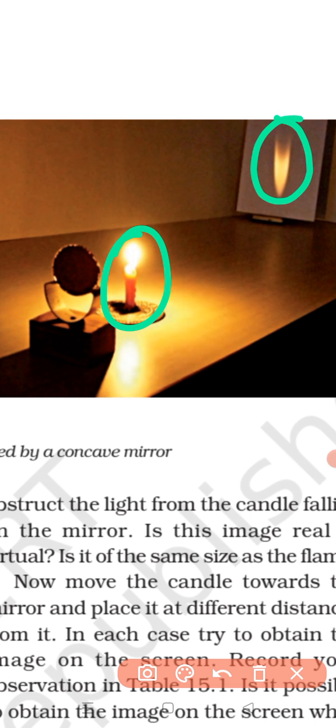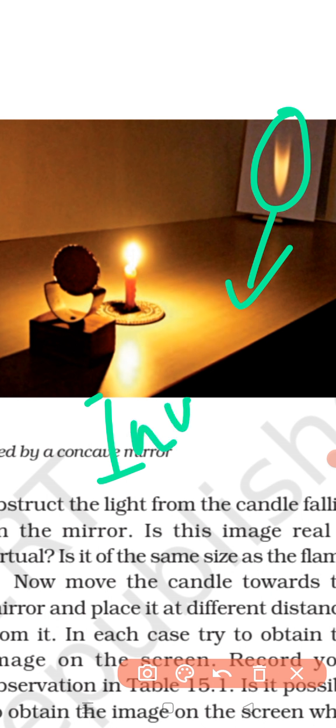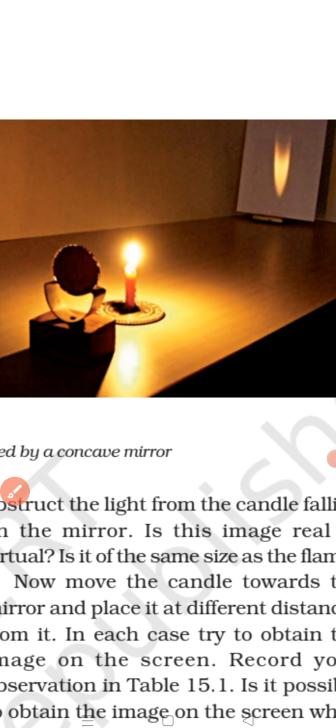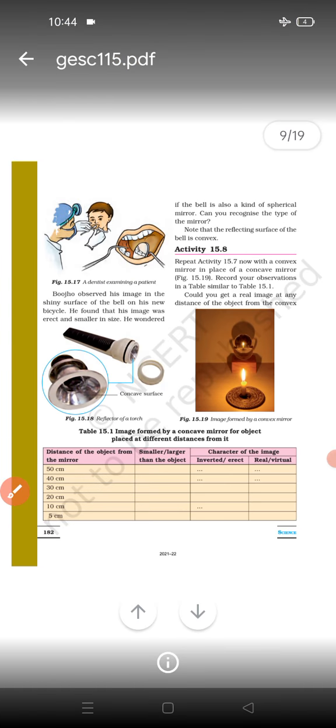The size of the image is larger than the object, as you can see. See the size of the flame over here. The size of the flame is larger over here, right? And the size of the flame is smaller over here. So which one is larger? Size of the image is larger. Are you getting it? That is why I have written over here, larger. And as you can see, this image is inverted. And since the image is obtained on the screen, what type of image is this? It is real image. Are you getting it?